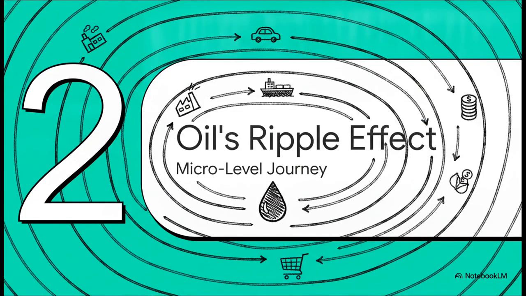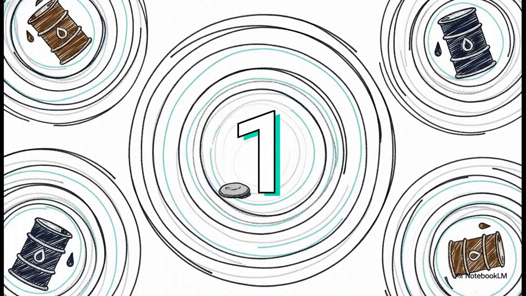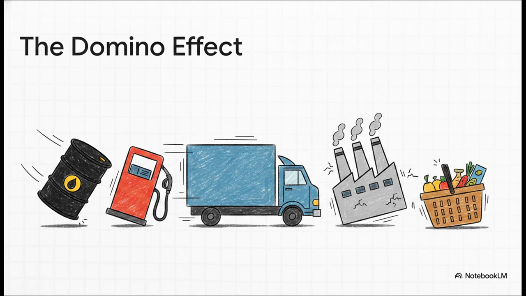Moving right along to part 2, oil's ripple effect. It all starts right here with just one single 42-gallon barrel of crude oil. Imagine a stone being dropped into a perfectly still pond. That one barrel and the price tag attached to it represents the stone hitting the water. Every single economic action that follows is just a ripple moving outward from this exact localized point. And from that one barrel, the domino effect is just immediate.